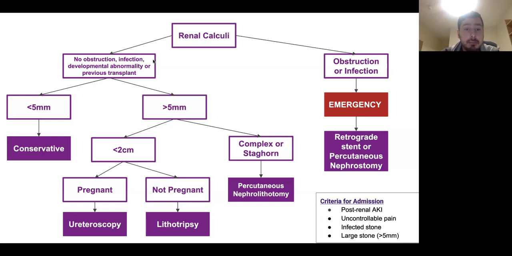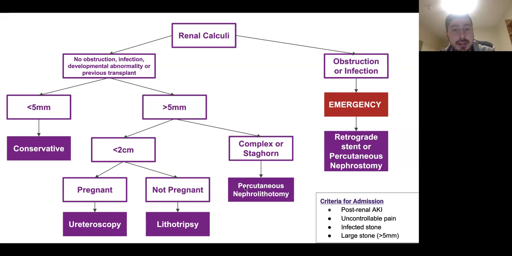For stones that are bigger than 2cm, we classify these as complex or staghorn calculi. And for these, the other management techniques are not appropriate. So you have to do a percutaneous nephrolithotomy. So that's when you go through the skin to remove the stone.